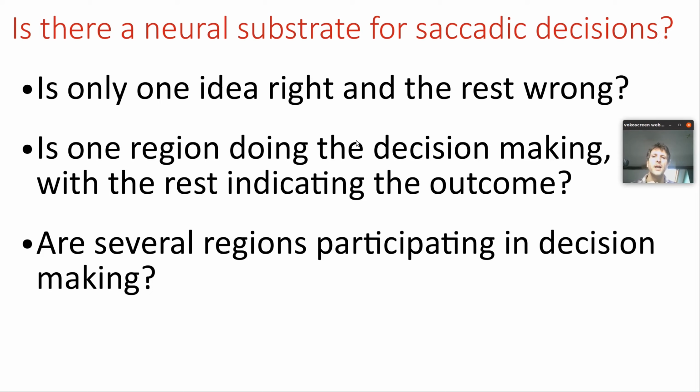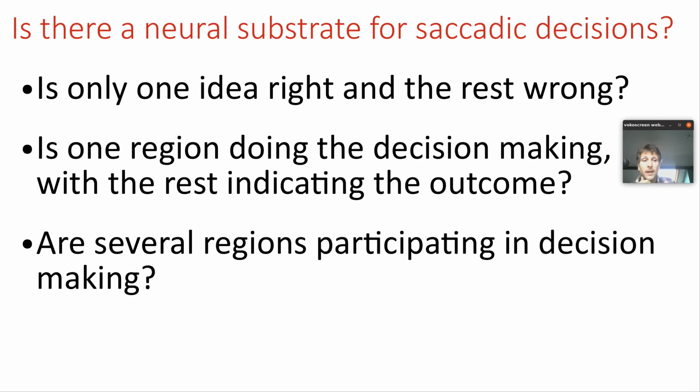That's no problem. So really, the question is, you read all these papers, they all say, my favourite brain area is the one that's doing saccadic decision making, and here's some experimental evidence to support it. Is one idea right and the rest wrong? Is this a question of finding the one true decision maker? Or it could be the case that one region is doing the decision making, but the rest, even though you can find evidence for the decisions in other brain regions, are just reflecting the decision that's made elsewhere, and just indicating the outcome.